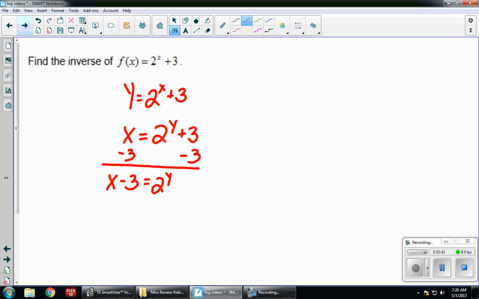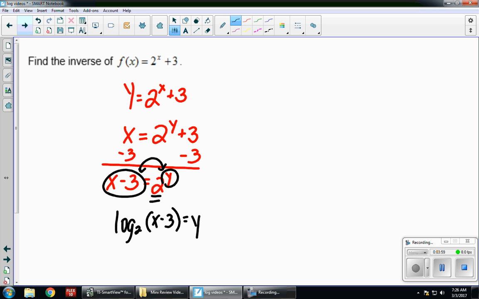If I want to continue solving for y, I'm going to have to convert it to a log because my variable is in the exponent. So keep my base, log base 2, and then I'm going to switch the other two pieces. So log base 2 of x minus 3 is equal to y. And that's my inverse.